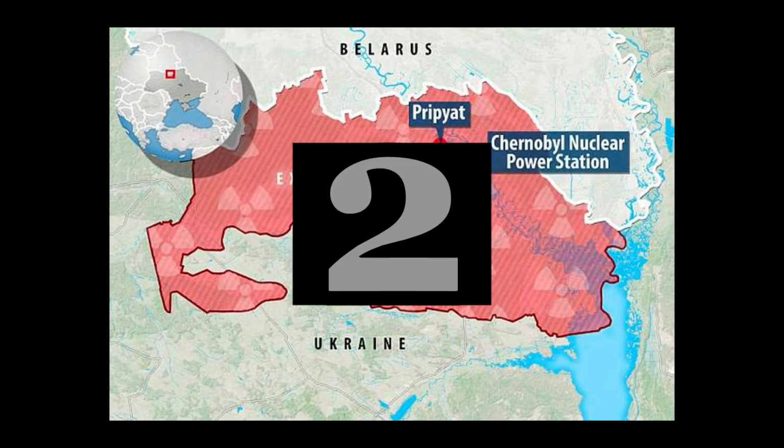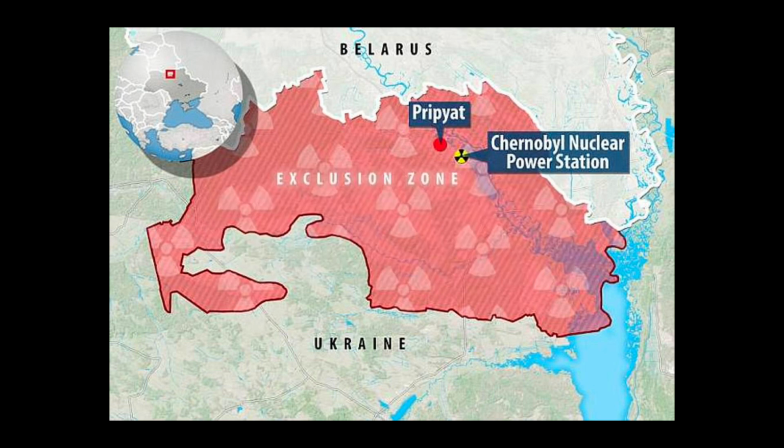On May 2nd, 1986, the Soviet Union created a circle-shaped exclusion zone centered at the nuclear power plant. The exclusion zone covered an area about 1,000 square miles around the plant.